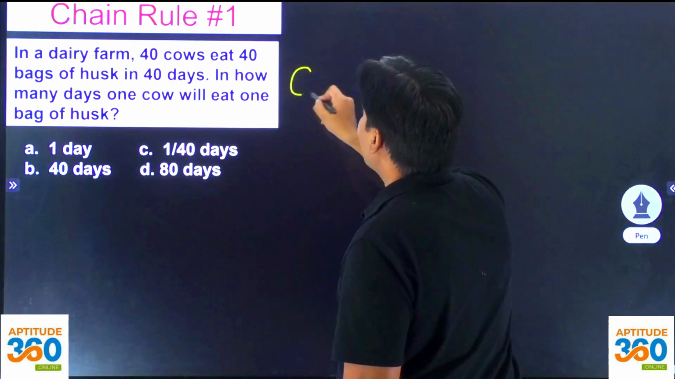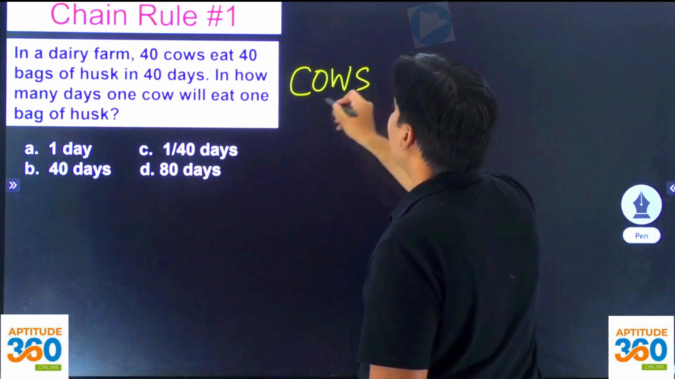And what does this problem say? This problem says that how many cows do I have? 40 cows.